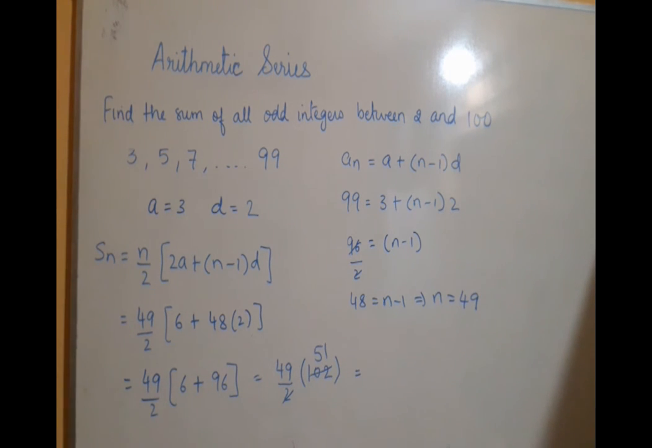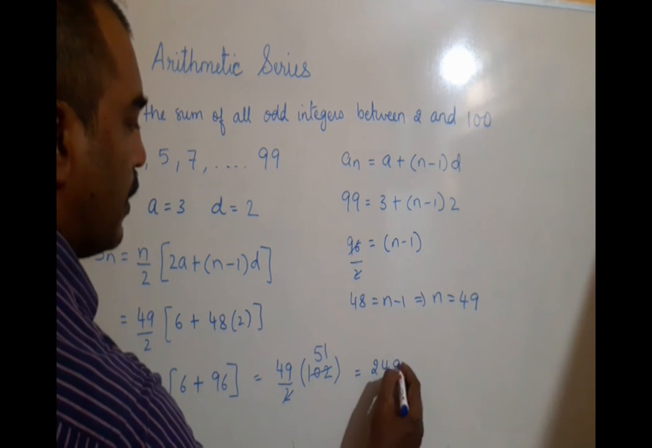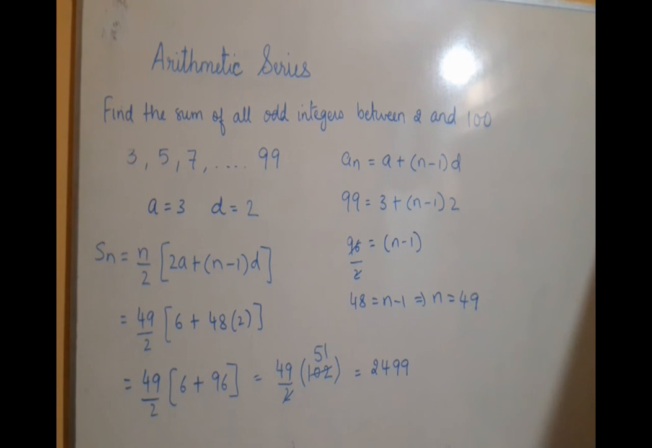So what is 49 into 51? So the sum of all the odd integers between 2 and 100, yes, we should get it 2499. So I hope that this type of sums are clear to you.